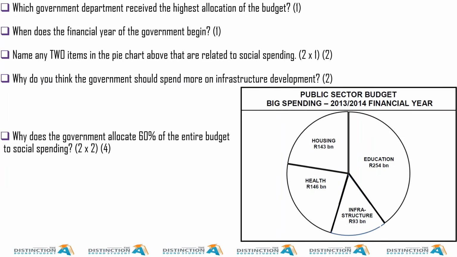Right, the next one is, I see here we have a pie chart. It says public sector budget, big spending. Okay, so this is G. There was a time when we had T, so this is now G, showing where the money is going. This whole time we're mostly seeing where the money is coming from. Which government department received the highest allocation? This is a free mark. That would be education. When does the financial year of the government begin? That is the 1st of April. I've been saying this over and over again.